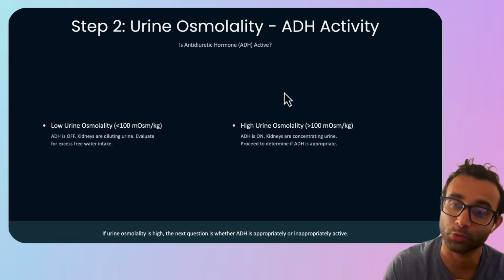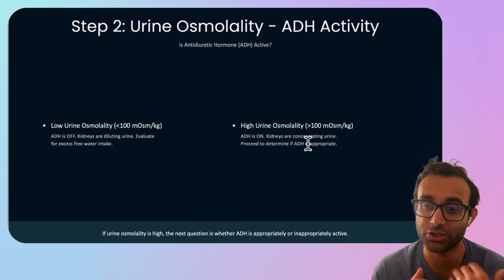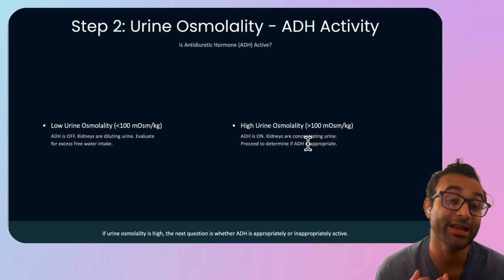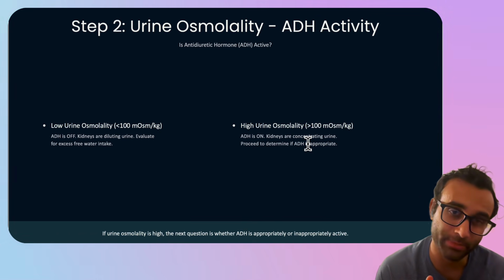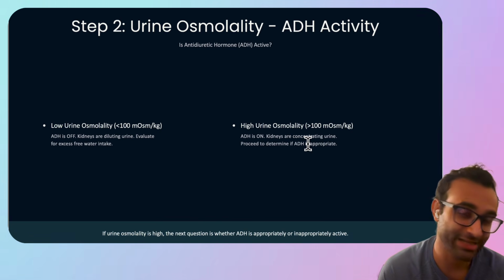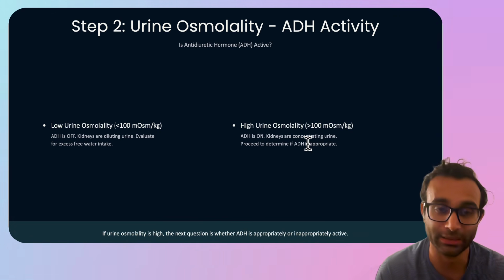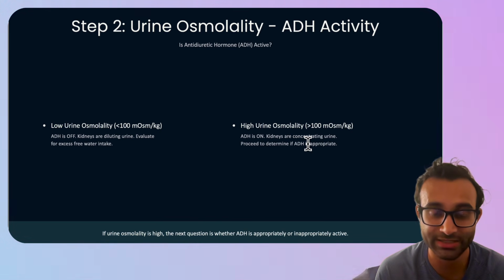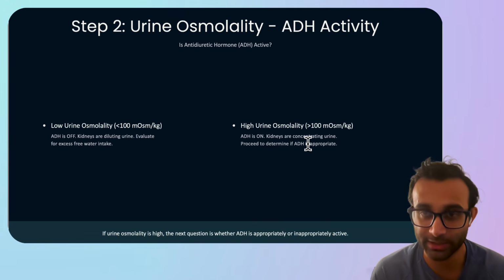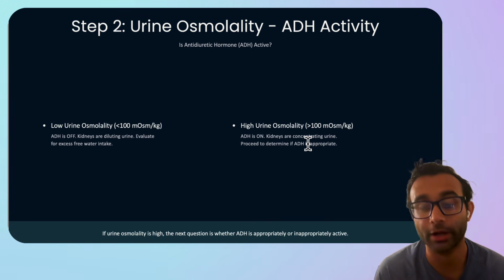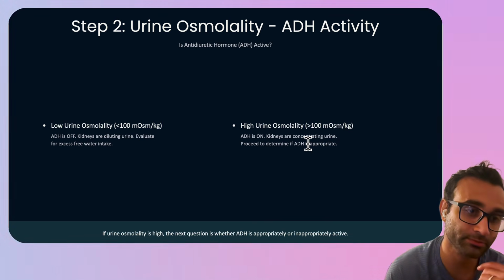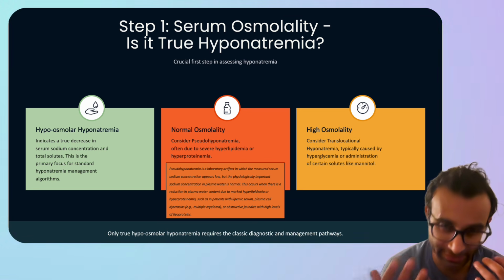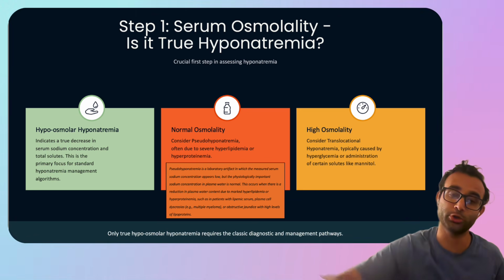So your urine osmolality should be high. If ADH is working, your urine osmolality should be above 100. If ADH is not working, that means water is not being reabsorbed, and that means water stays in your urine, and that leads to more dilute urine. And so, with that being said, use the urine osmolality as an indication of whether or not ADH is working. So serum osmolality is here to tell you if you have true hyponatremia.